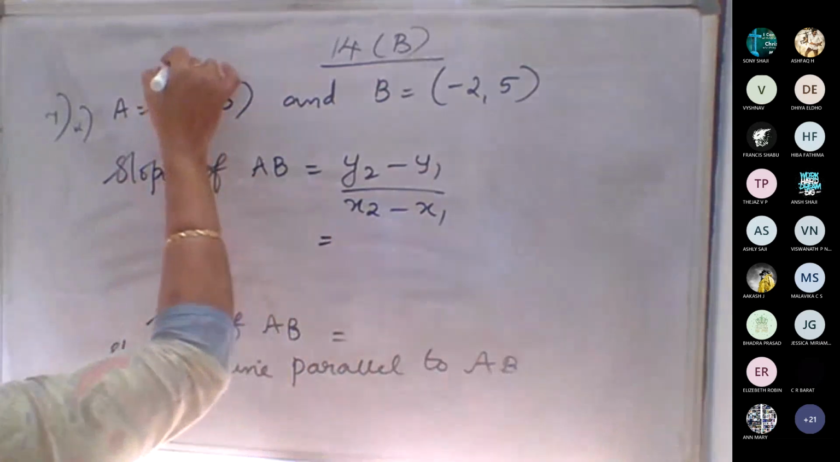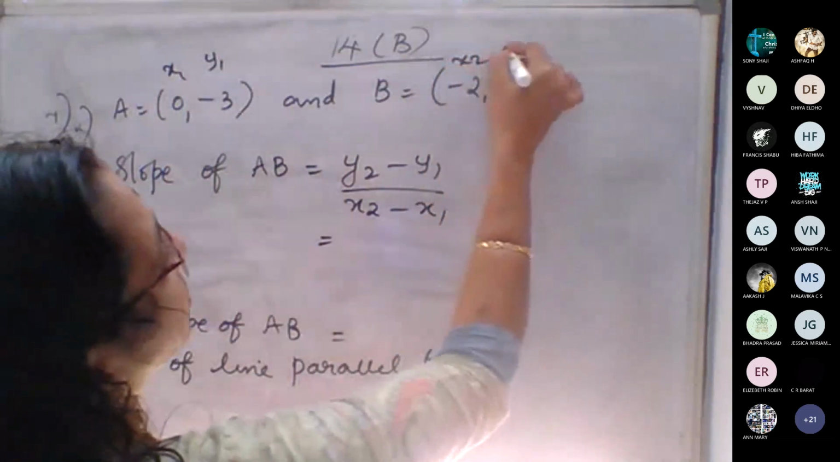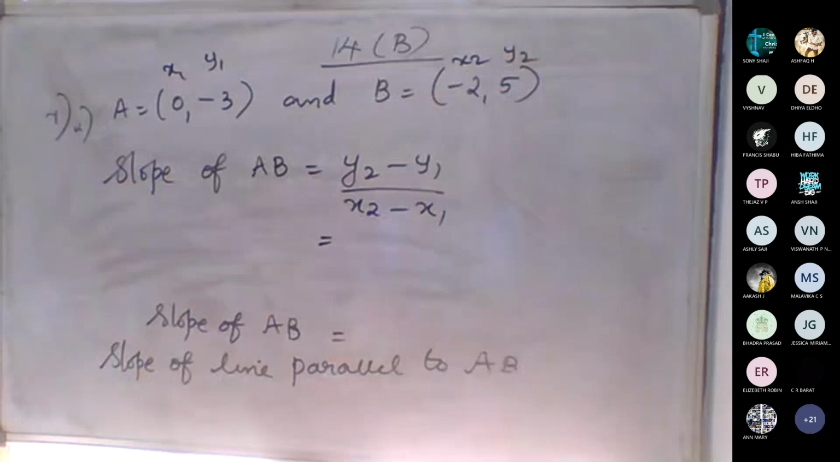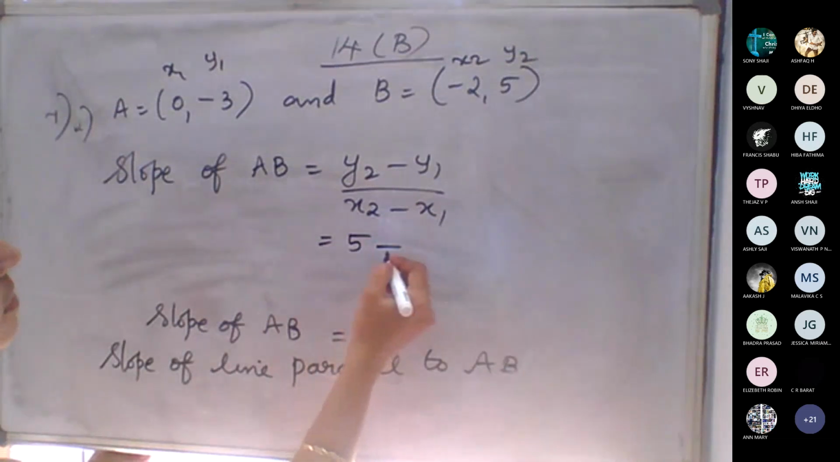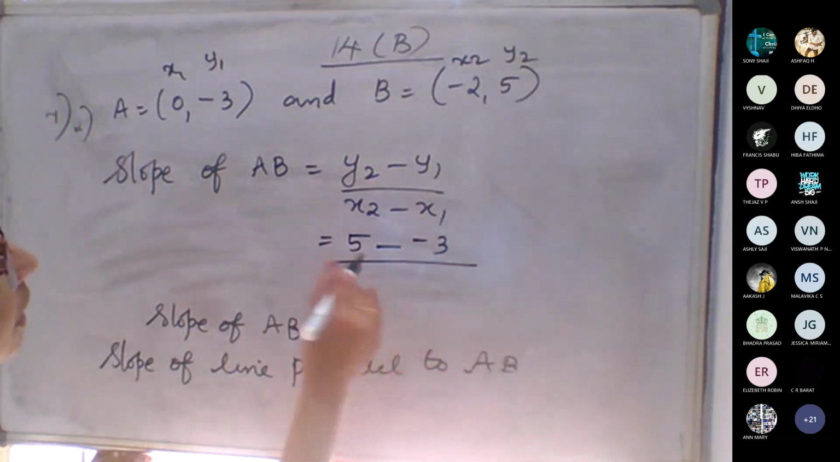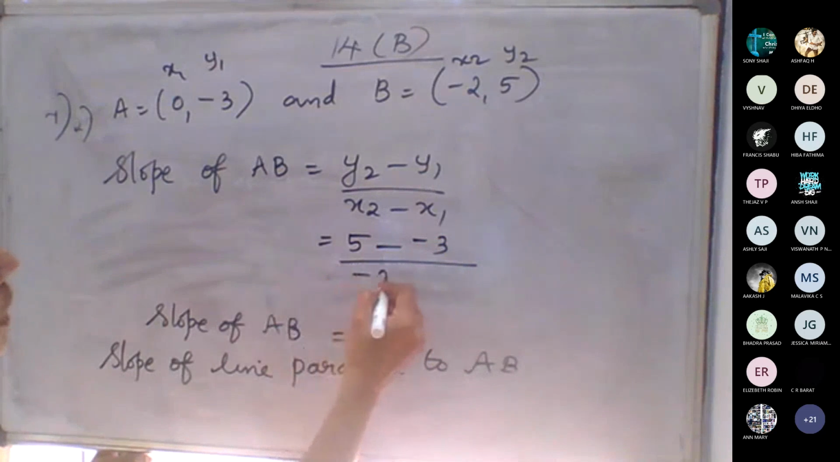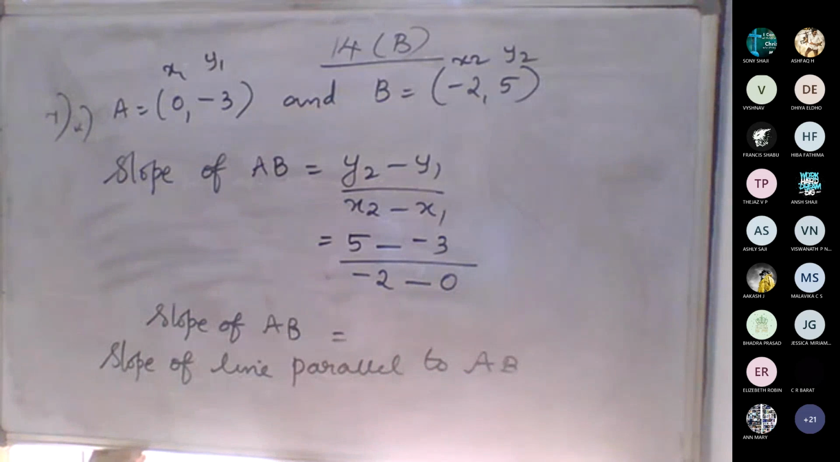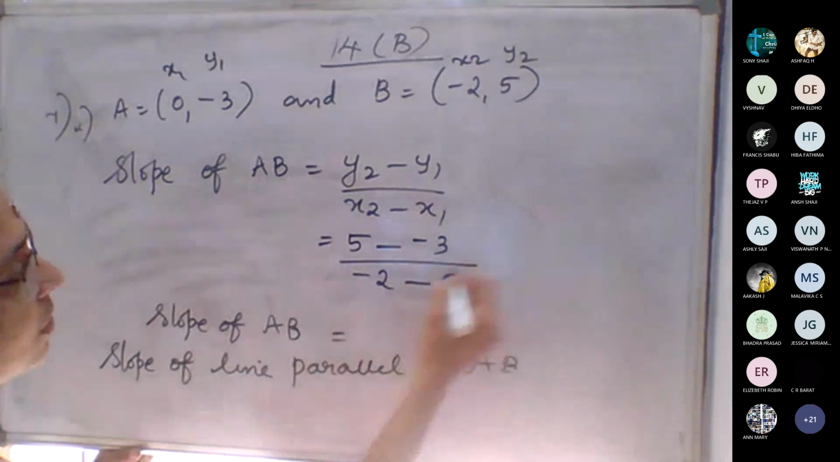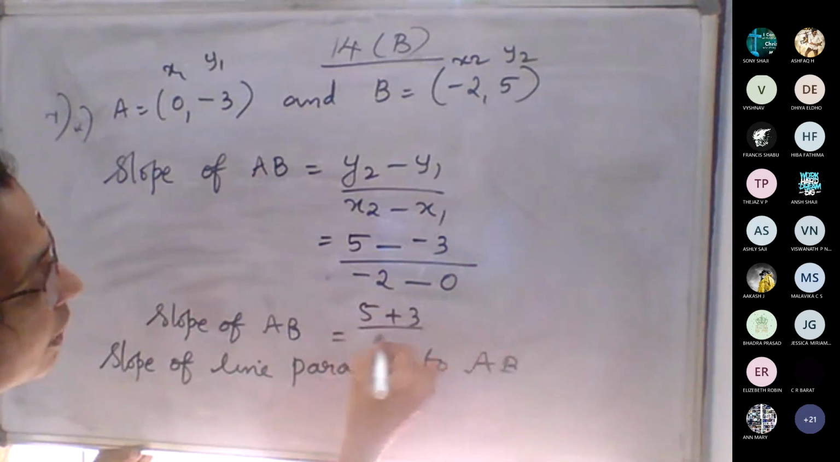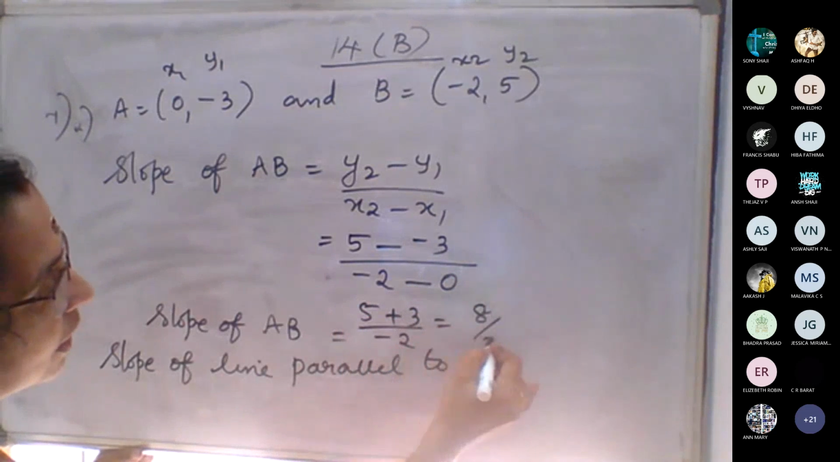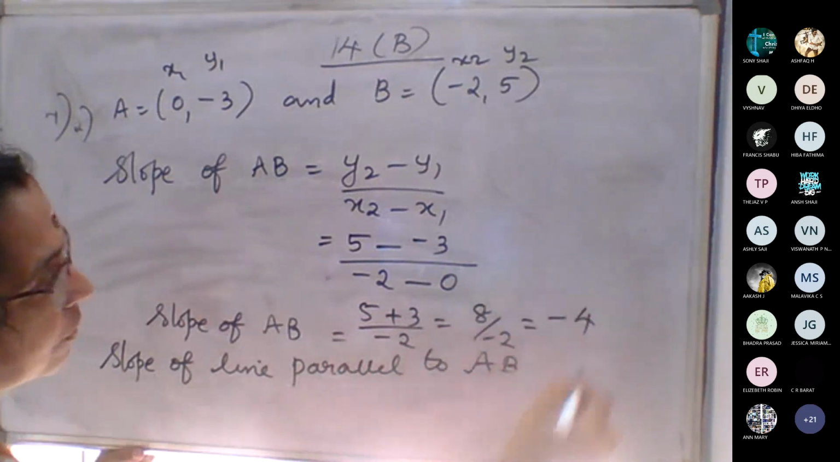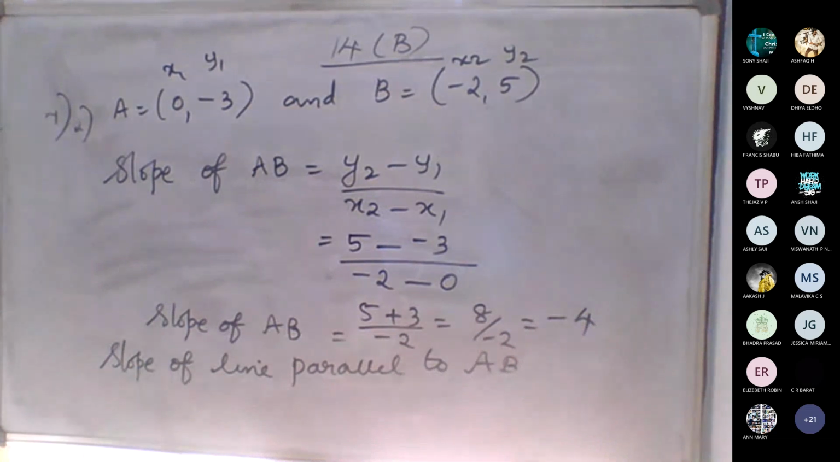Okay, so x1, y1, x2, y2. Slope of AB is y2 minus y1: 5 minus (-3), divided by x2 minus x1: negative 2 minus 0. That means 5 plus 3 divided by negative 2, that is 8 by negative 2, which is equal to negative 4.